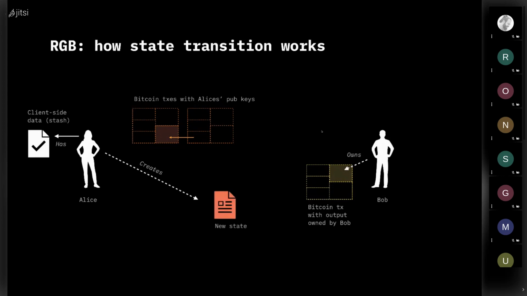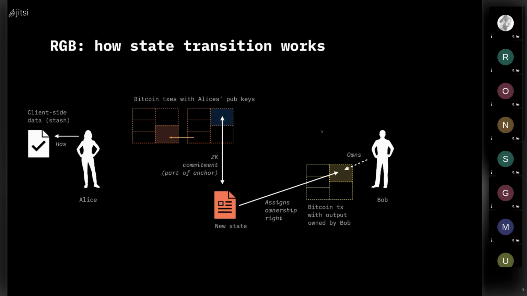When Alice creates this transaction, she also needs to create a new state which will assign the ownership right to Bob by pointing to the UTXO owned by Bob. And the final part: she needs to create a zero-knowledge commitment, which will become part of the anchor inside the transaction that is spending the UTXO which had a state owned by Alice. I understand that it's quite complex, but unfortunately, throughout 2 years, I haven't found a better way of explaining this. So if you're not grasping it, try to go through this explanation once again in the video recording or in the slides.